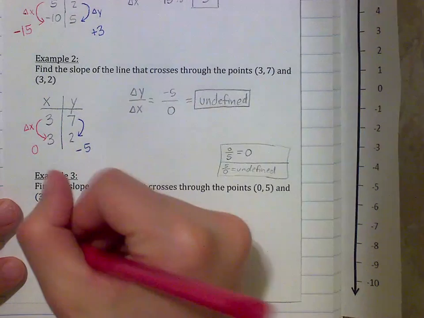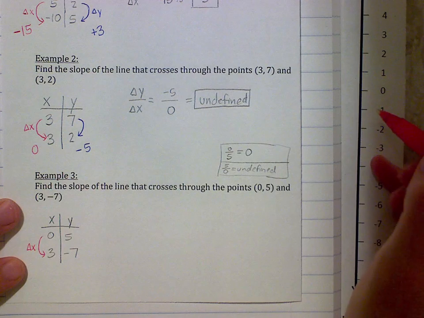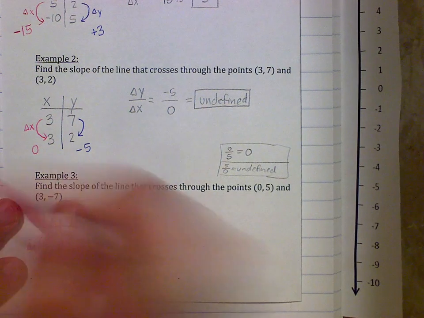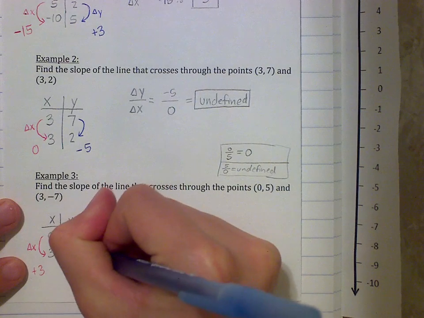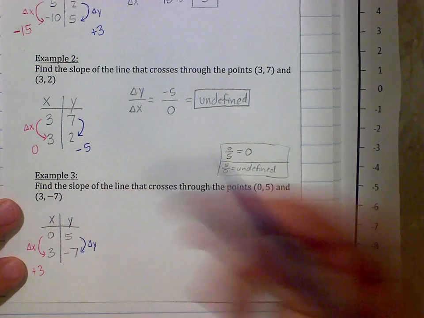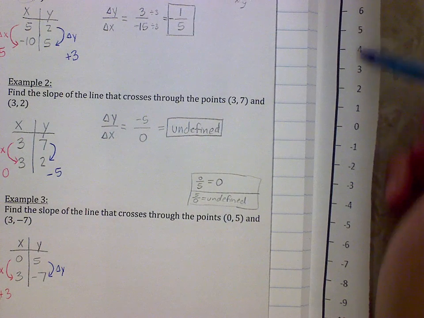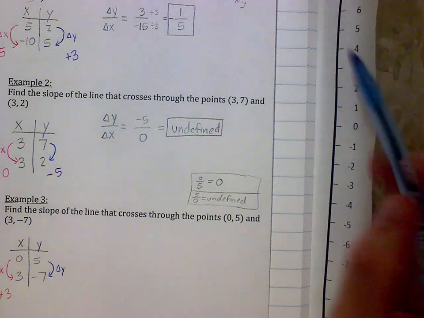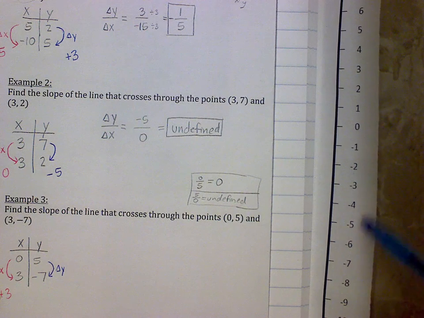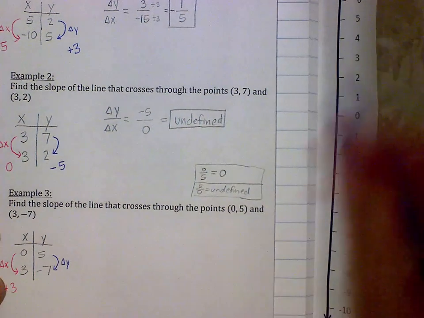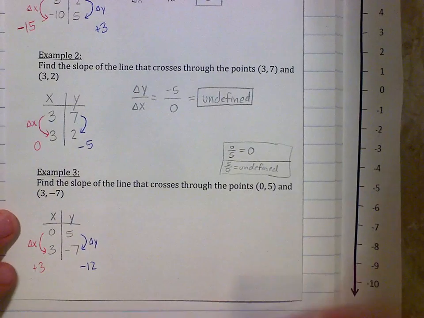Start with the change in x. It goes from 0 to 3, so it goes from 0 up 3, so that's plus 3. And then for the y, it goes from 5 to negative 7. This is the change in y. So that starts all the way up here at 5, and goes to negative 7. So I went down. How much did I go down? Well, I went down to 0, 5 units, and then another 7 down to negative 7. So I went down a total of 12. So I have 3 and negative 12.